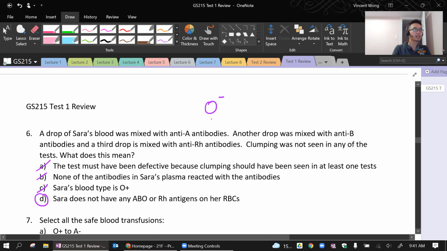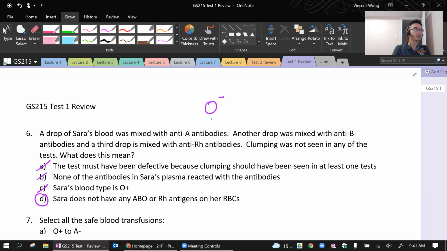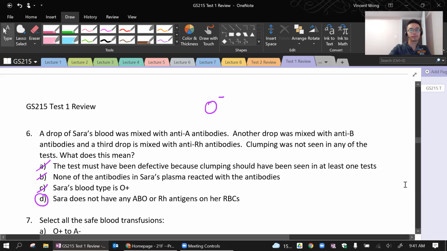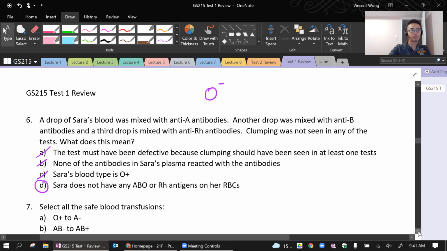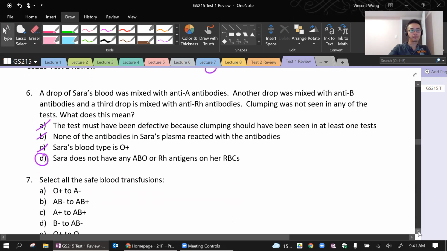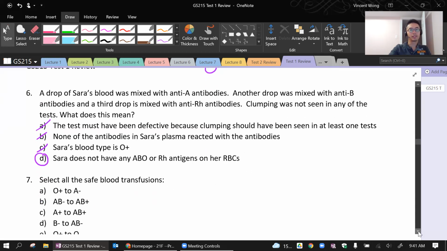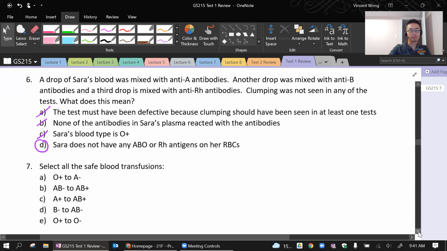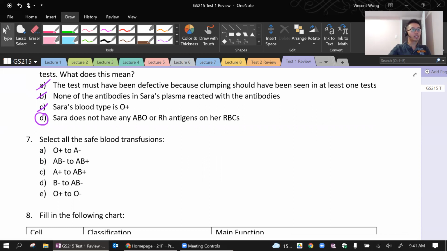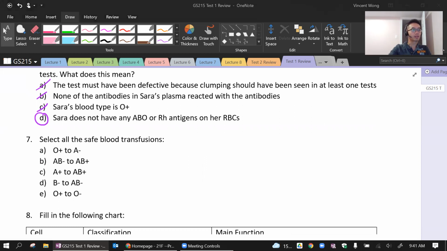Okay. Does that clarify your other choice, Colleen? Yes. I just thought with the O positive, that's why I chose D, but I was saying the O positive, but then I remembered the RH wasn't clumping, so. Very good. Okay, select all the safe blood transfusions.